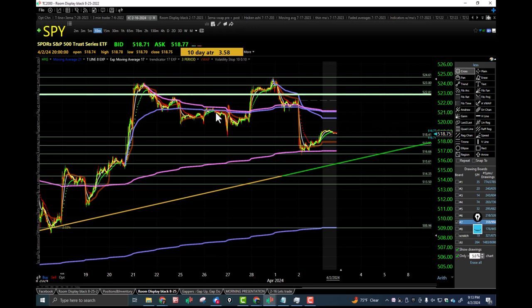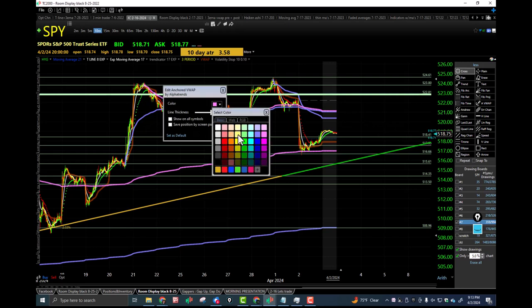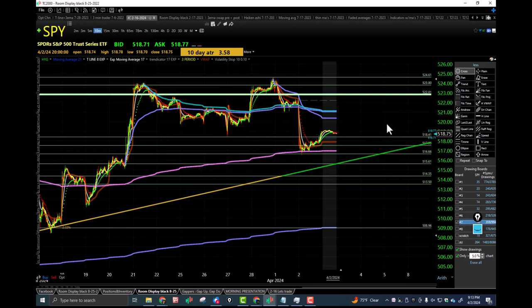And then you can go inside and tweak it. If you don't like pink, I like pink because it shows up against all the other colors I have on my chart. You might want teal.